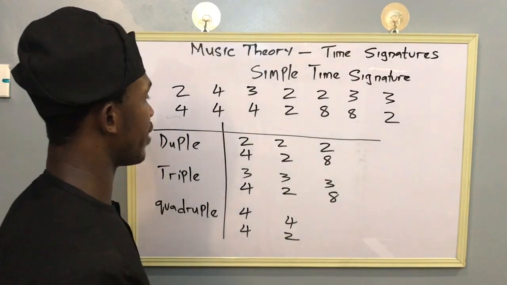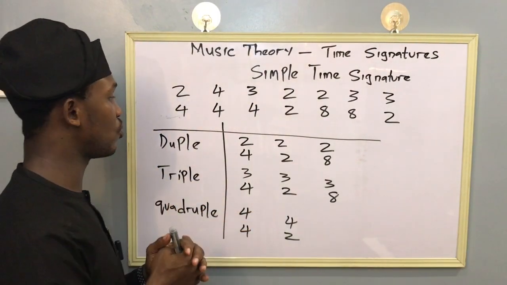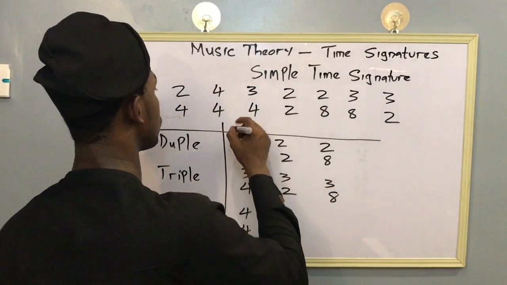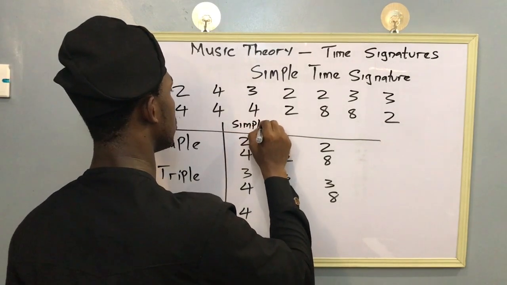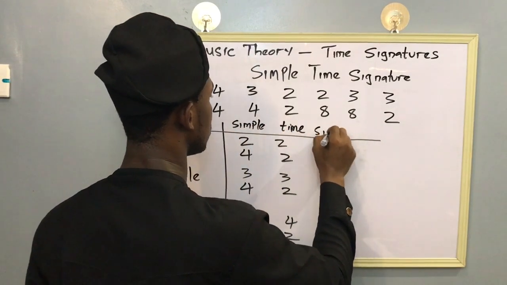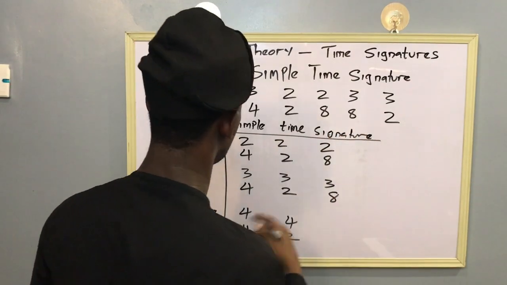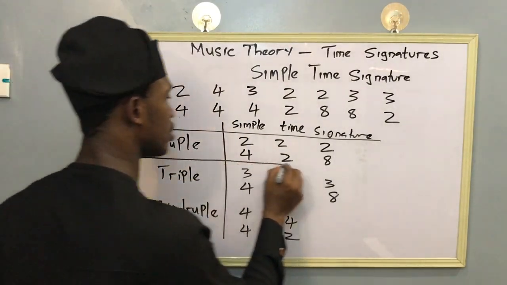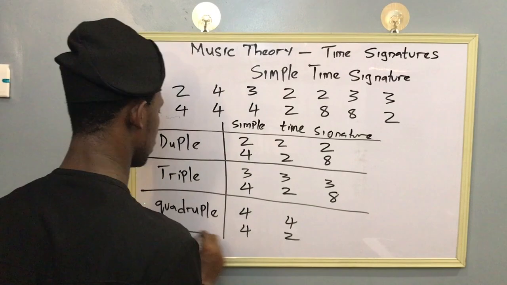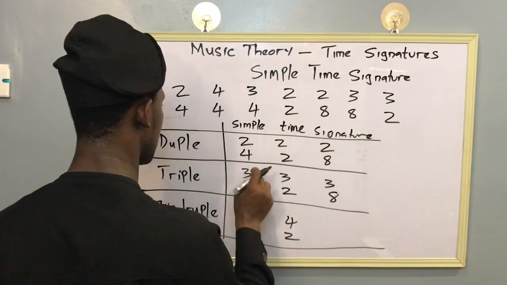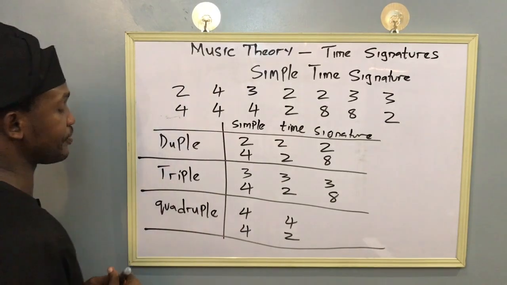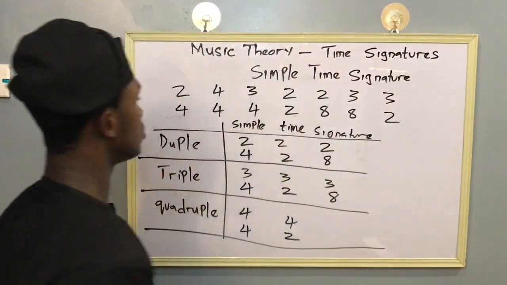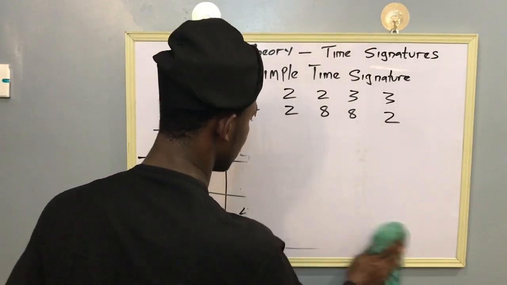Having said this, let's go into how this is actually recognized. Don't forget, we are still talking about simple time signature. This is the duple time, this is the triple time, and this is the quadruple time. So we are talking about the top numbers. That is what we use to do the specifications.